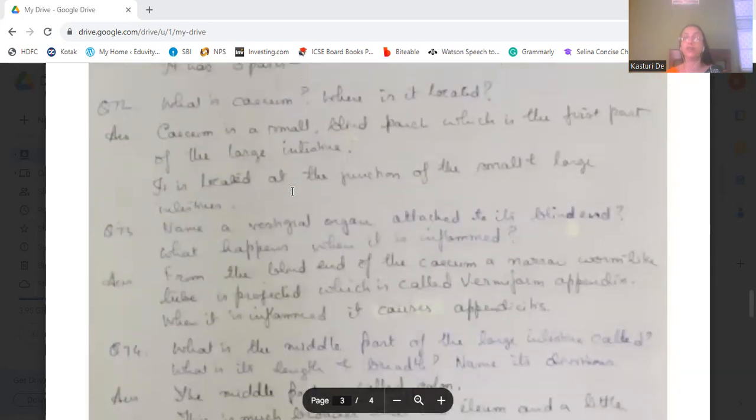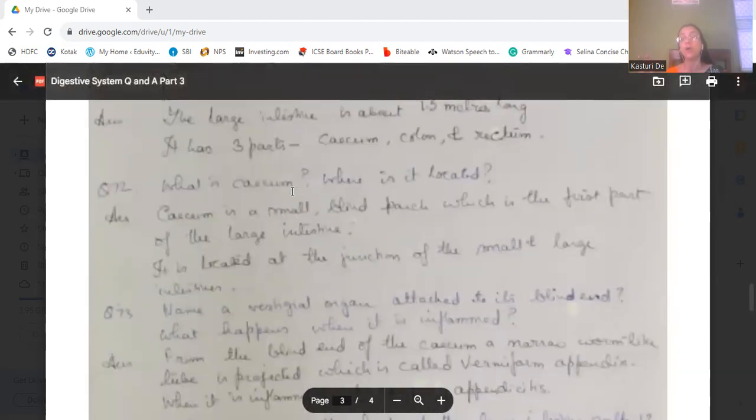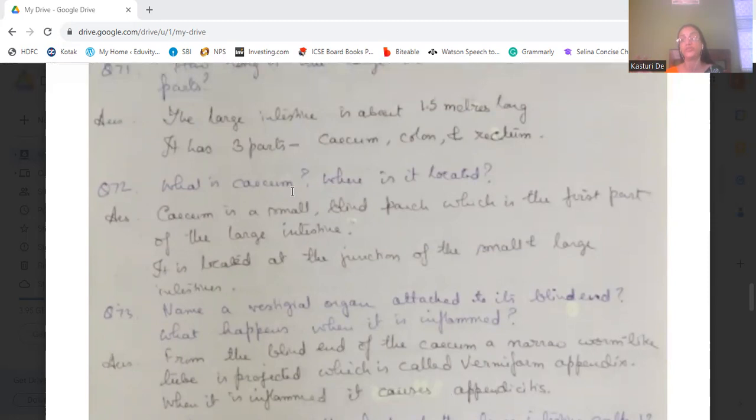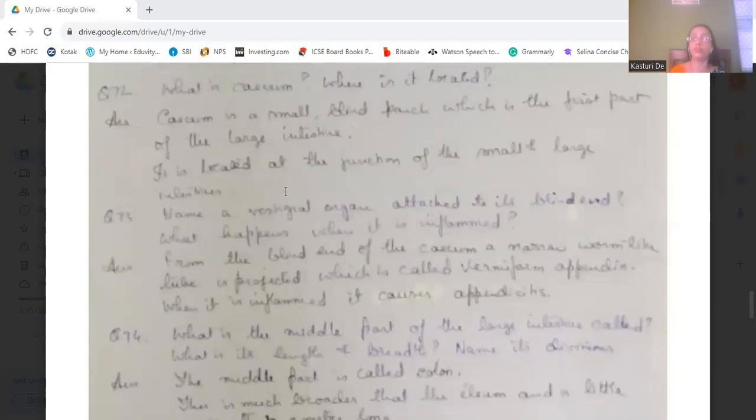Now, what is cecum? Where is it located? Cecum is a small blind pouch, which is the first part of the large intestine. Okay, and where is it located? At the junction of the small and the large. Now, name the vestigial organ which is attached to the blind end of the cecum.